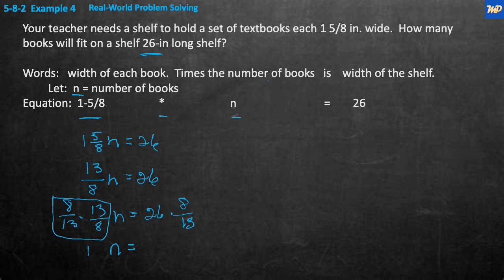13. Does 13 go into 26? So we can maybe reduce this? Yes, it does. 13 goes into 13 once. 13 goes into 26 2 times. So now we have 2 times 8, which is 16 over 1. Okay? And that we can get rid of the 1. We can just say n equals 16. So 16 books can be placed on the shelf 26 inches. But if we go back in and put that in there, it does come out exactly to 16. There's no remainder. There's nothing like that. So I guess 26 is going to be the answer on this.